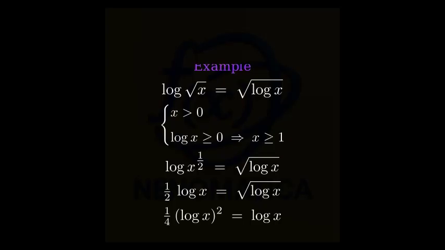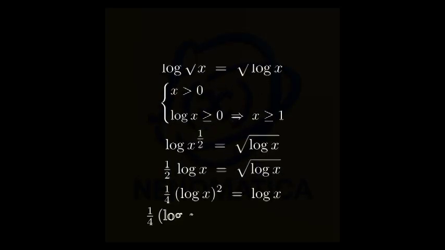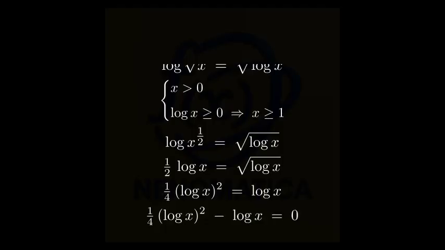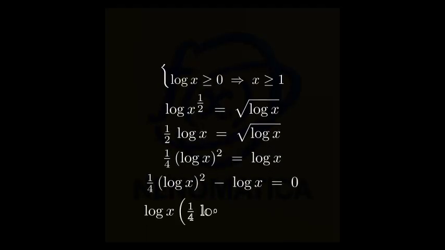Step 5. Bring all terms to one side. 1/4 log squared x minus log x equals 0. Step 6. Factor out log x. So we get log x multiplied by (1/4 log x minus 1) equals 0.